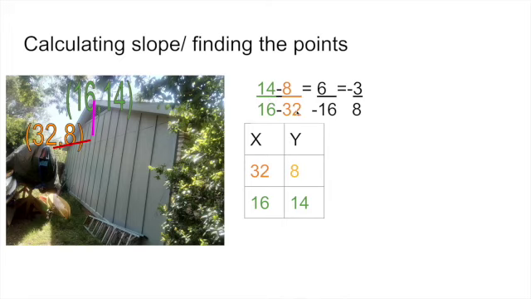And now some of you guys are saying, oh no, we can't minus 16 from 32. Well, we can. It's going to give us a negative value. Okay, so 16 minus 32 is negative 16. Instead of being a positive 16, it's a negative 16. But then at the top, I've got 14 minus 8 is going to give me my 6. Right? So I have 6 over negative 16.